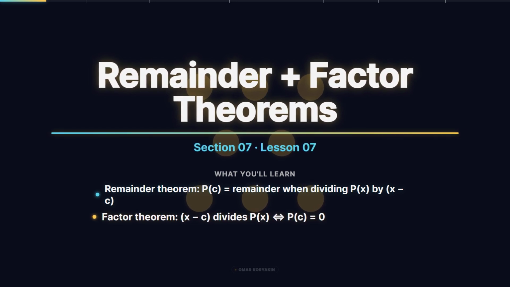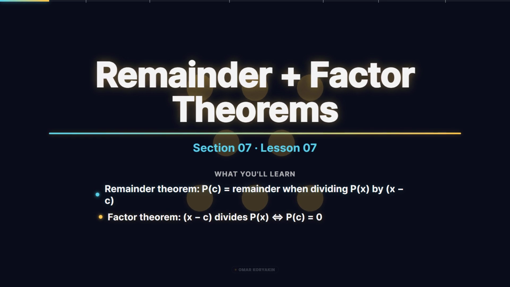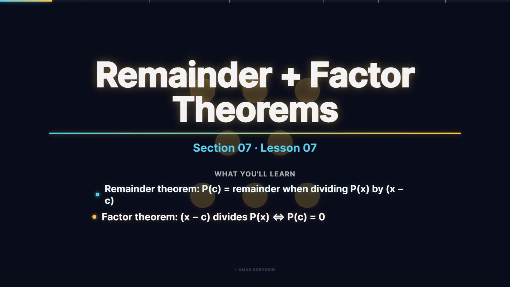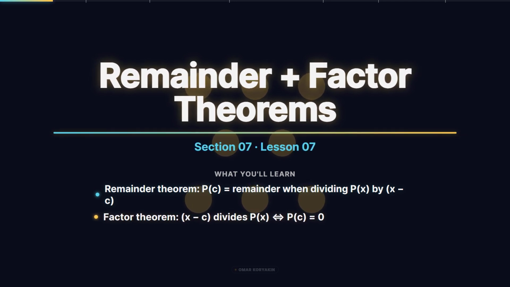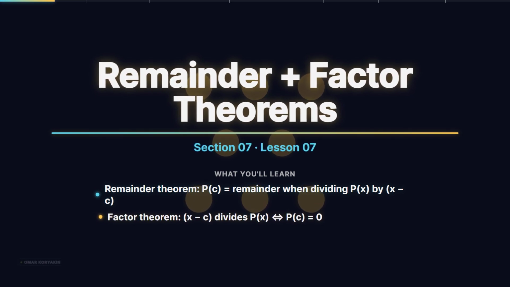Second idea, the factor theorem statement and proof. The factor theorem states that x minus c is a factor of p of x if and only if p of c equals 0. The proof uses the remainder theorem in both directions. If x minus c is a factor of p of x, then the division of p by x minus c has remainder 0 by definition of factor.